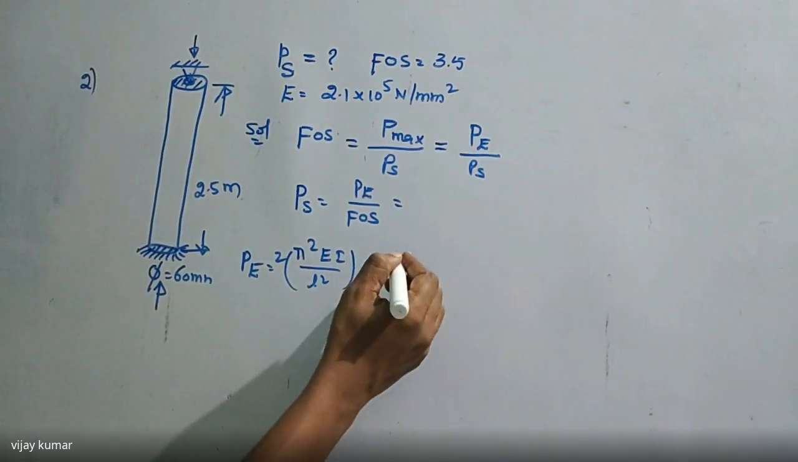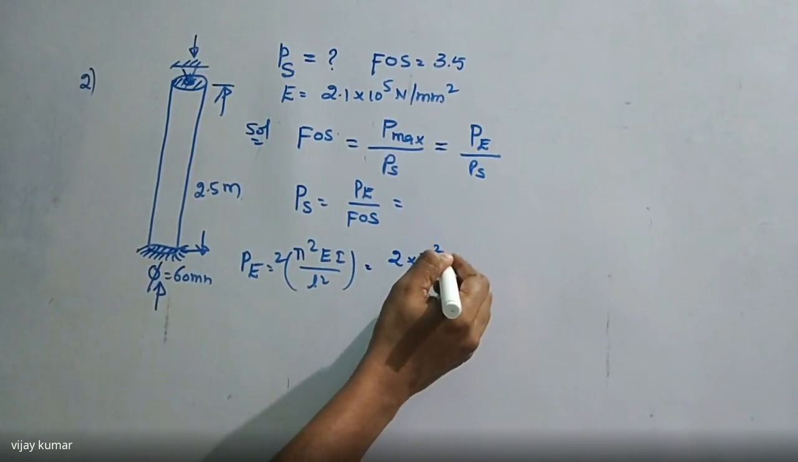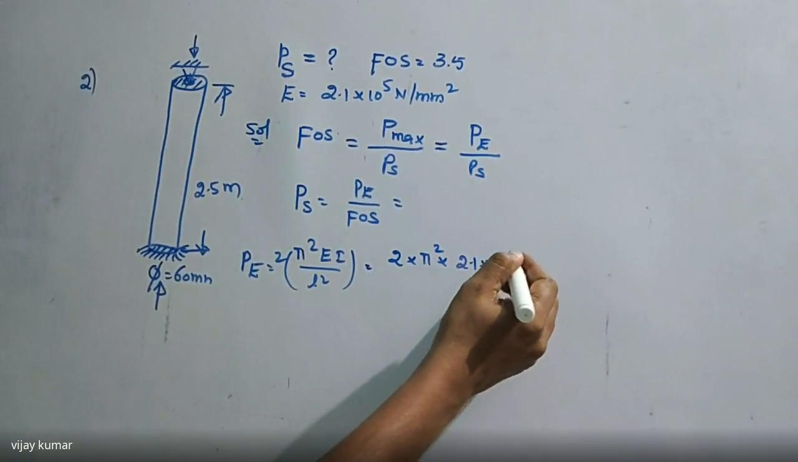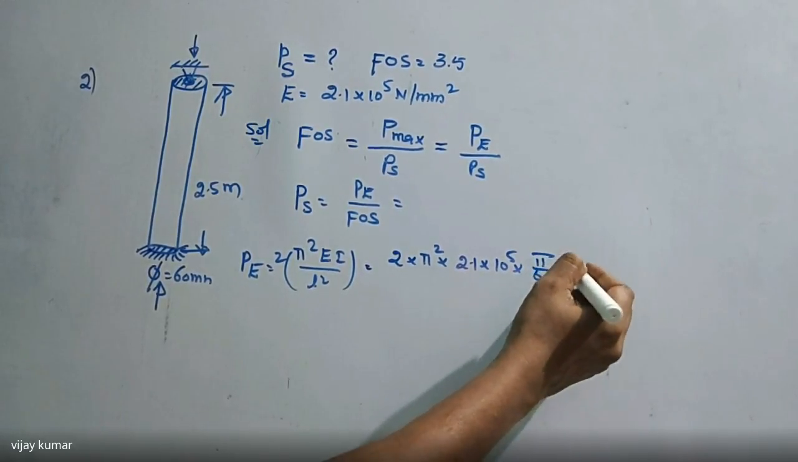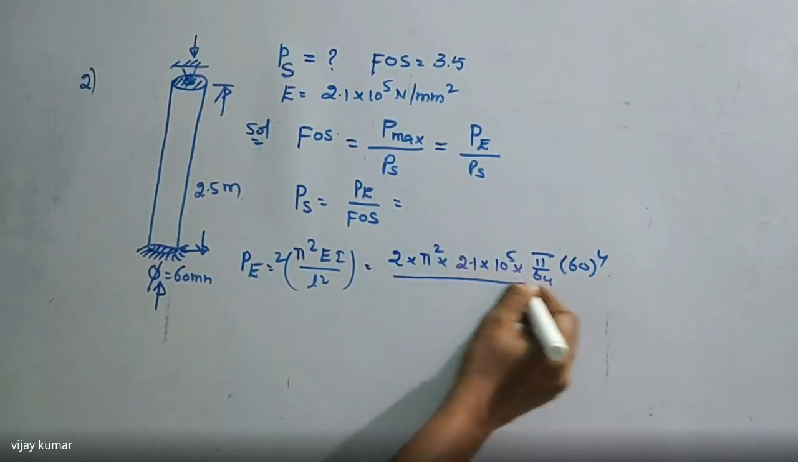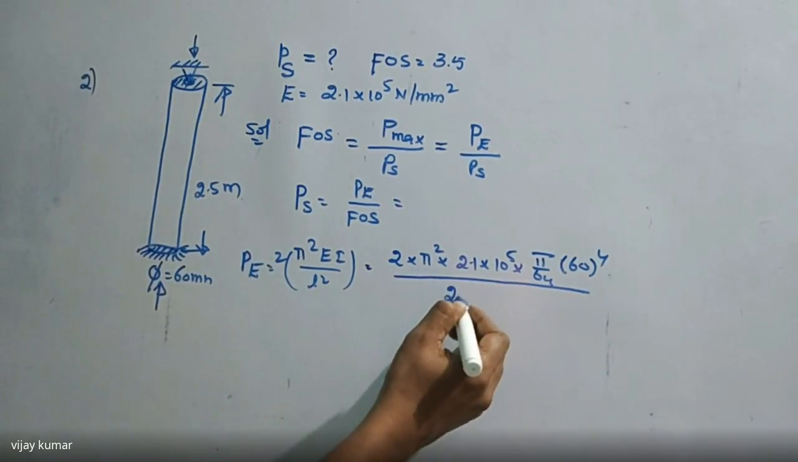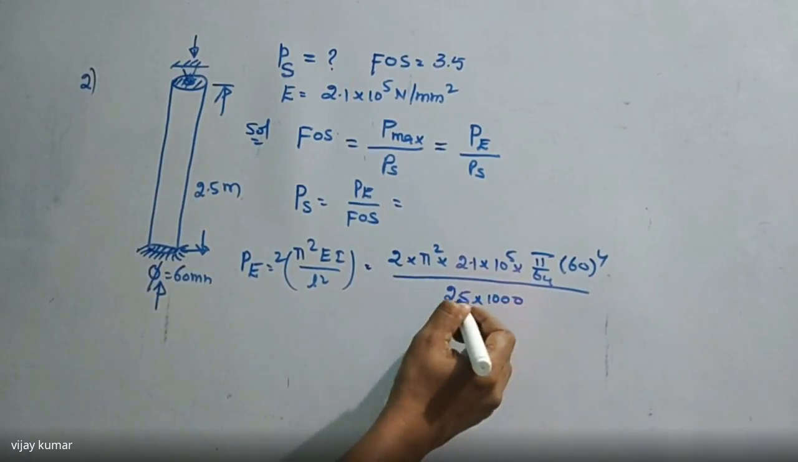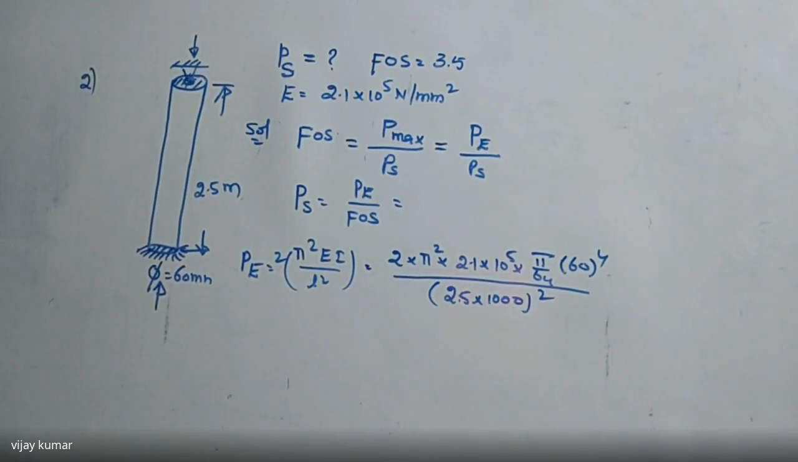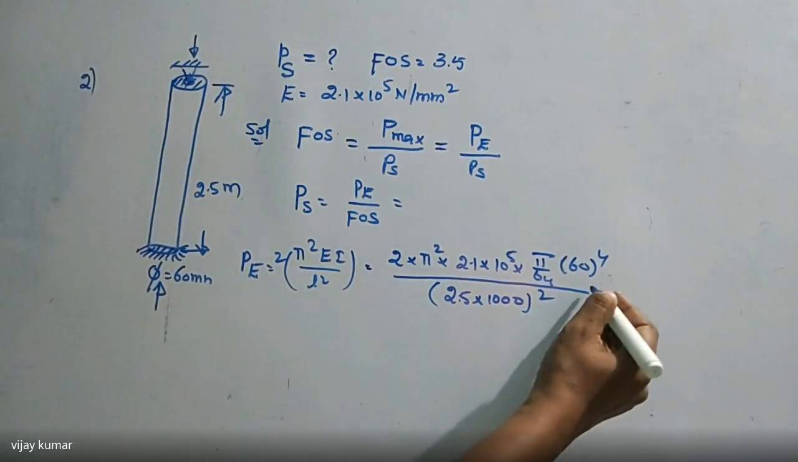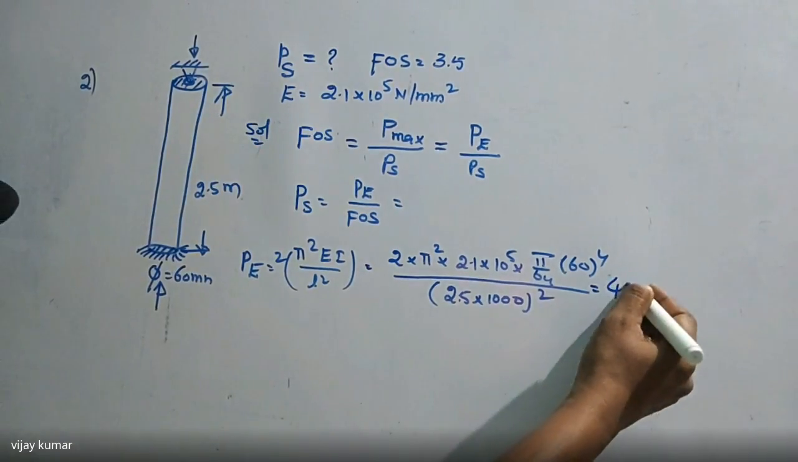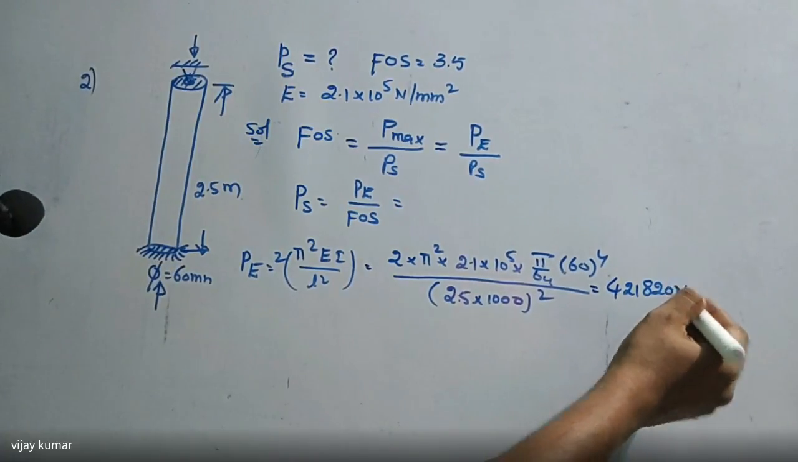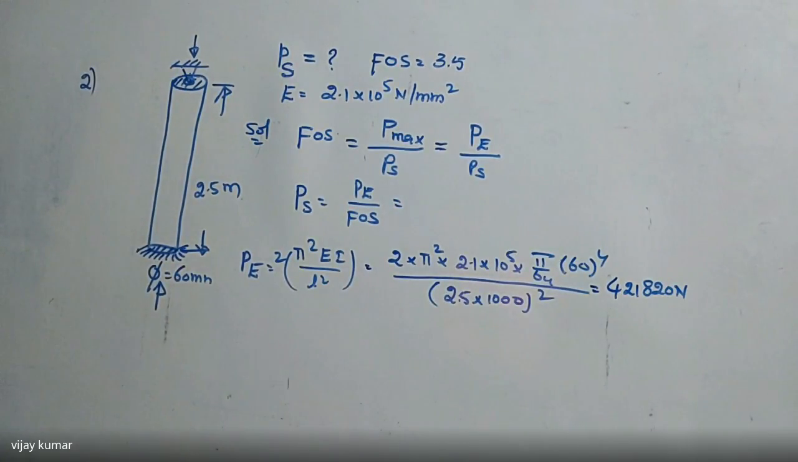Then I am writing, so 2 into pi square into E is nothing but 2.10 to the power of 5 into I. I is nothing but pi by 64 times of d power 4, that is 60 power 4, divided by L square. L square is nothing but 2.5 into 1000 whole square. So this is the value of P. Then I got that P value, 421820 newtons. That is the value of Euler's load or critical load.